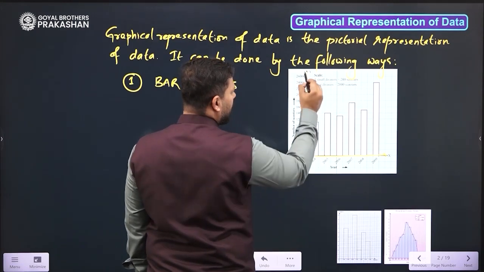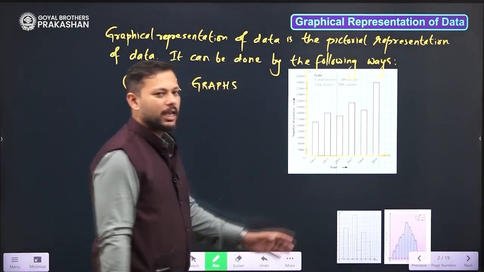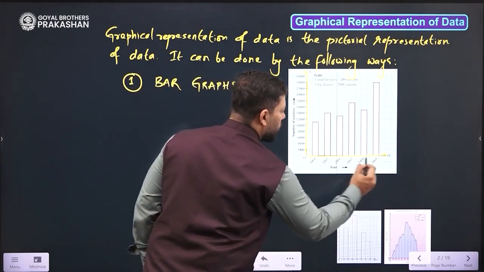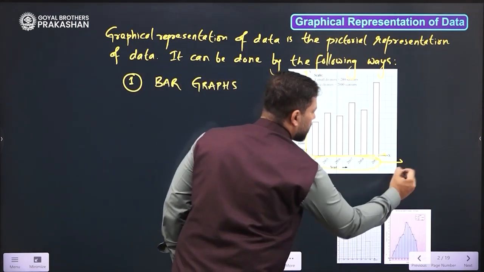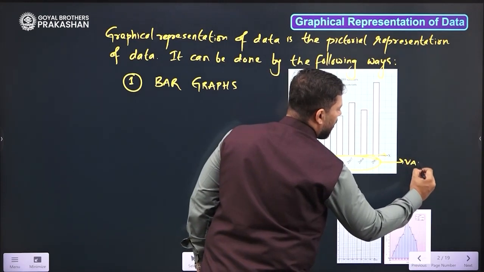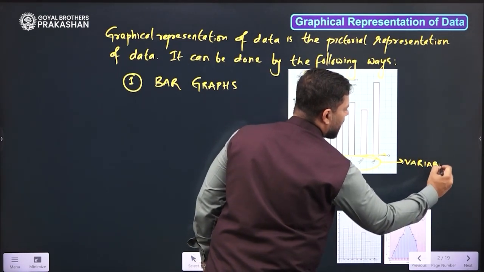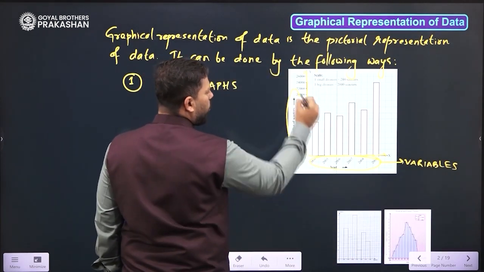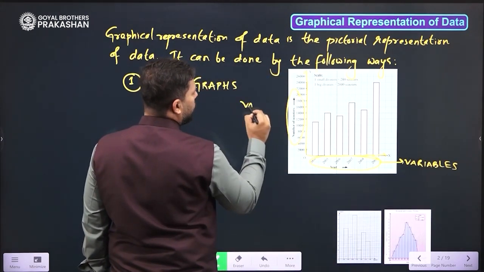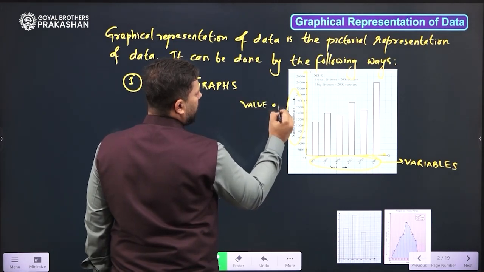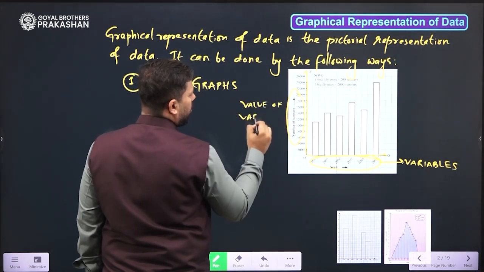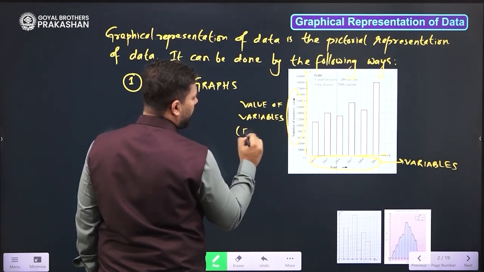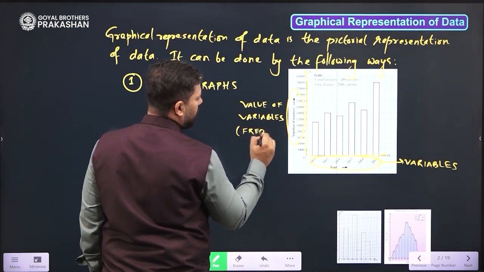Why have we made that? Because we are going to make graphs using these two axes. Generally on the x-axis, we write the variables. The x-axis is for the variables, which could be any parameter given in the question. And what about the y-axis? The y-axis is about the value of the variables, or in other words, the frequency of the data.